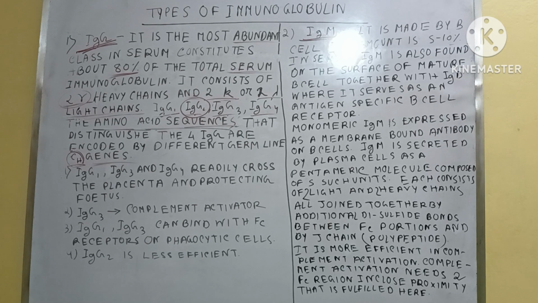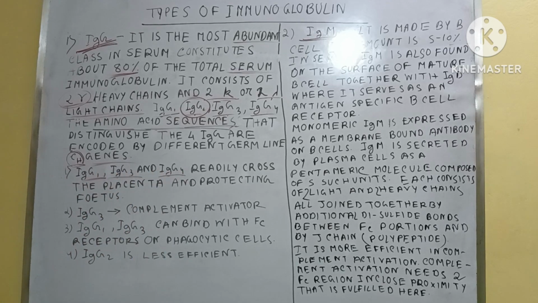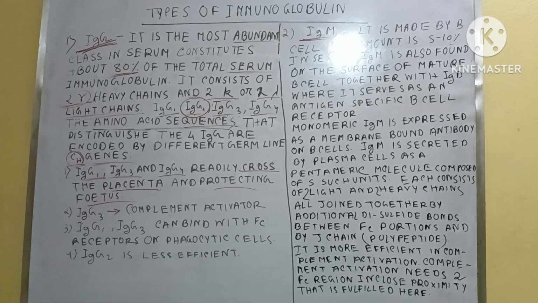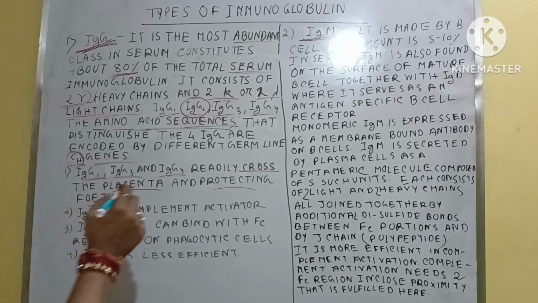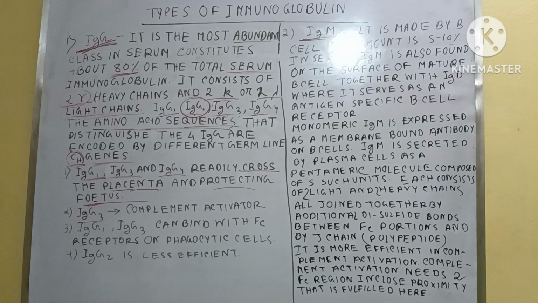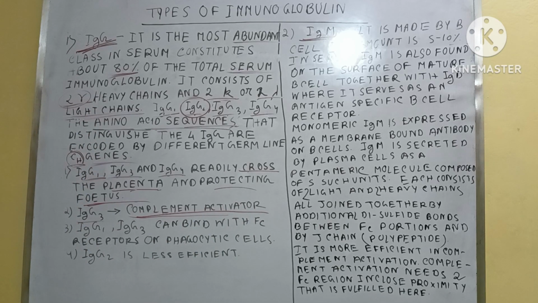Clear? And IgG1, G3 and G4 have the capacity to cross the placenta and protect the fetus. They are mobile, you can say. And IgG3 has the capacity for enhancing the complement system, or you can say that this is a complement activator.